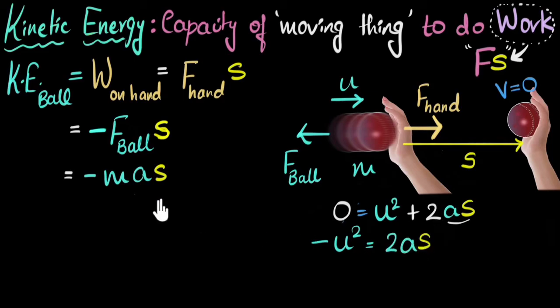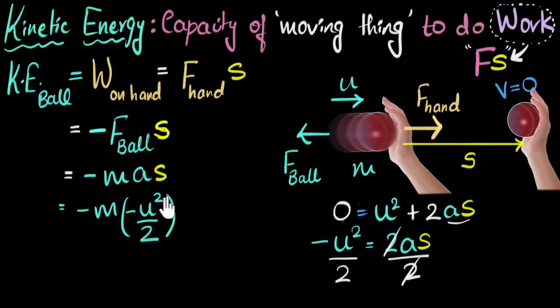And we want to get rid of this 2, right? So let's divide by 2 on both sides. And so that gets rid of the 2, and now I know what AS is. So AS turns out to be minus u square by 2. Let's plug that in over here. So this will be minus m times AS, which is minus u square by 2.